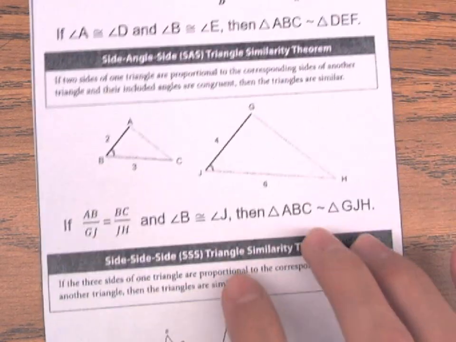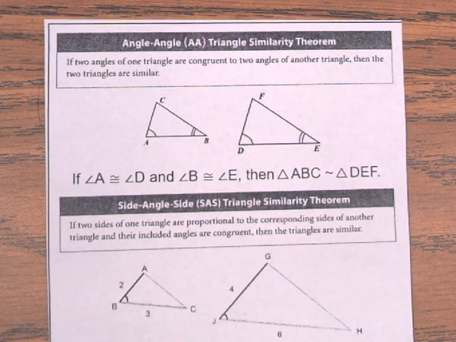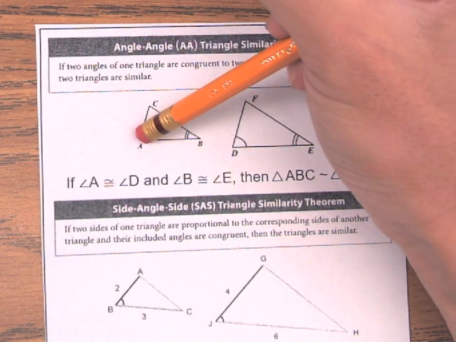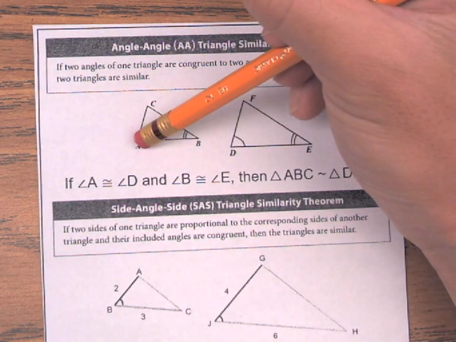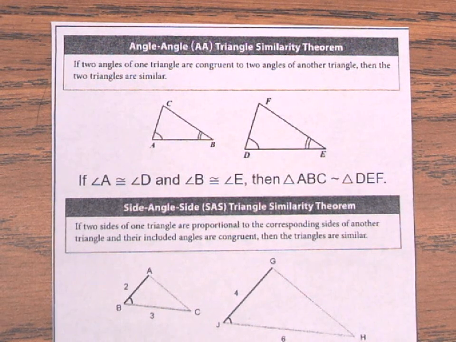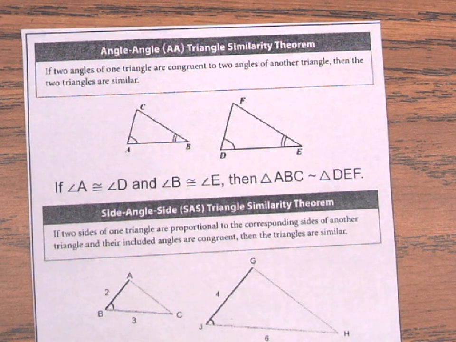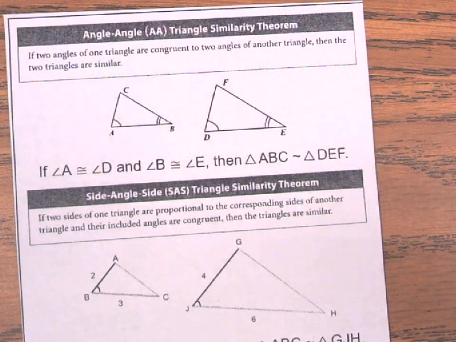So if we backtrack a little bit, the angle-angle triangle similarity theorem basically says if you prove that two angles are congruent to each other, so this pair of angles is congruent, and this pair of angles is congruent, so this is just angle-angle triangle similarity, that means these triangles are going to be similar to each other.